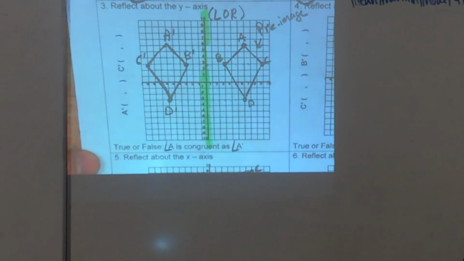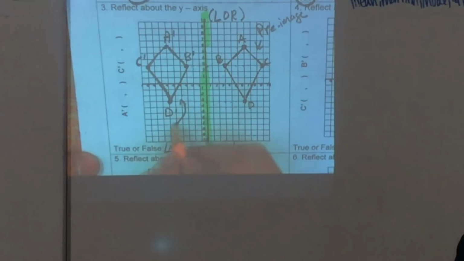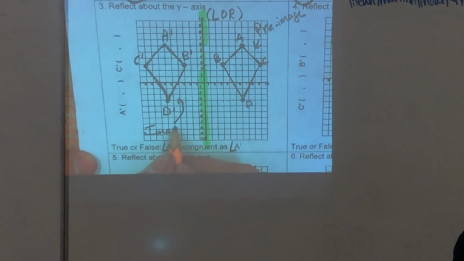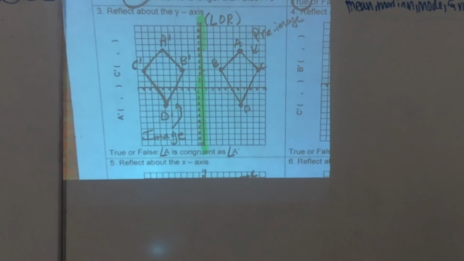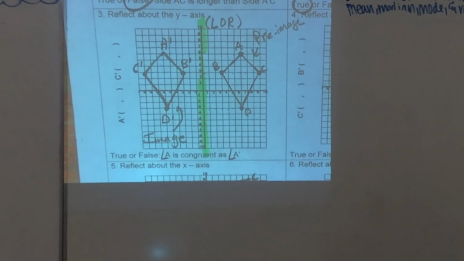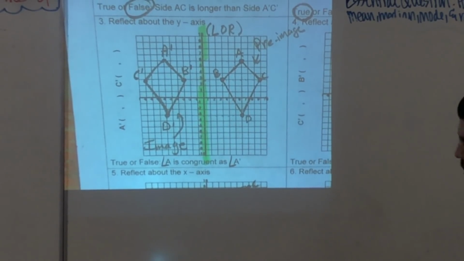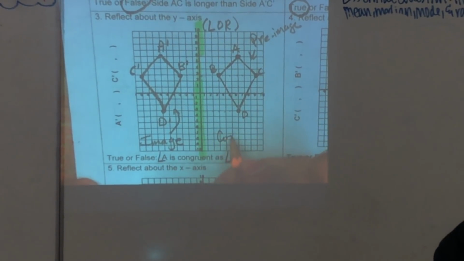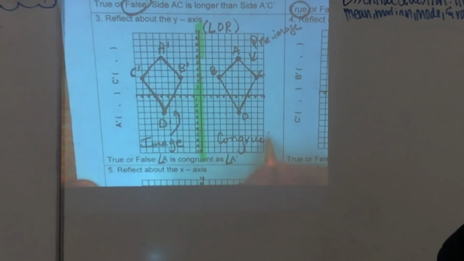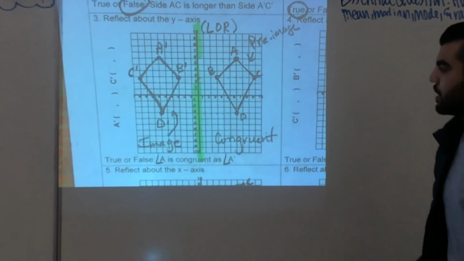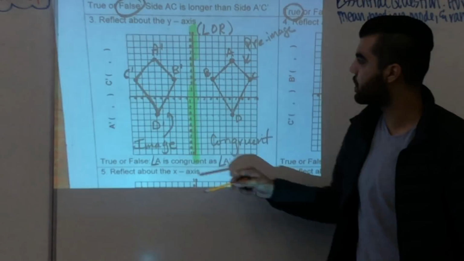And then this one on the left is my image. And then what else do we need? We know that both of these shapes are congruent since the sides are the same. Both of the sizes are the same, so they're congruent. Now let's find the coordinates. A prime, where's A prime?